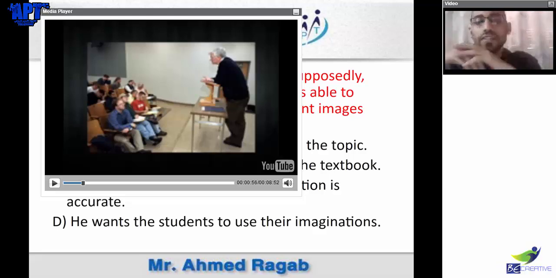Why does the professor say this? Okay, think about it. Was he trying to generate interest in the topic? He makes references to a story in the textbook. Okay, so he's not sure whether the information is accurate. He wants the student to use their imagination. So which one? Correct. Okay, he's not sure whether the information is accurate or not. That's why he said supposedly. Supposedly from the fortune action, supposedly. But he's not sure of that thing.